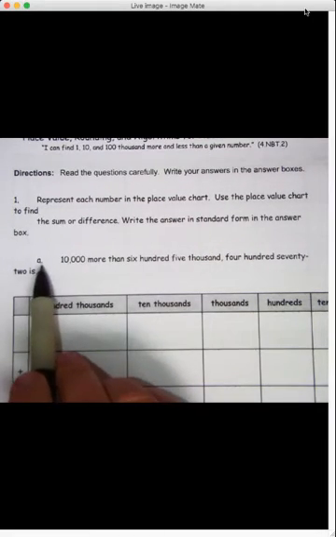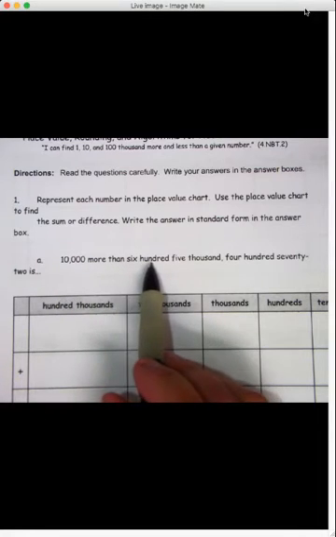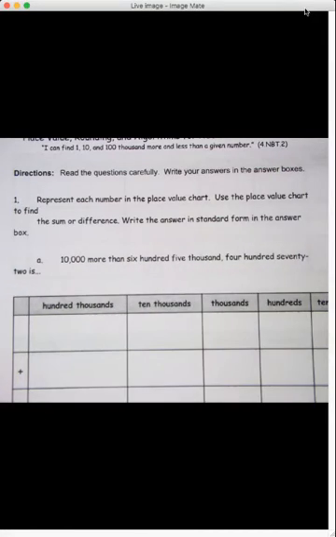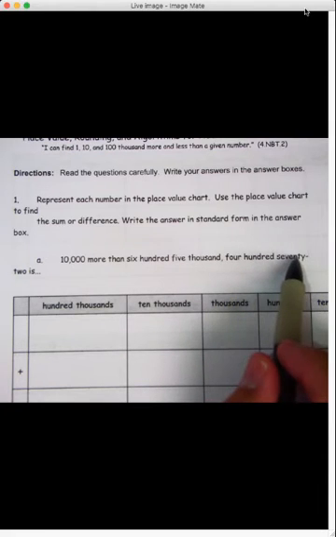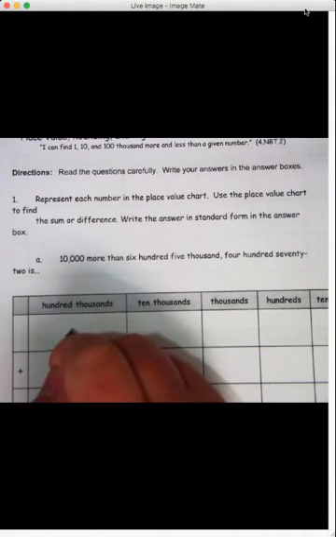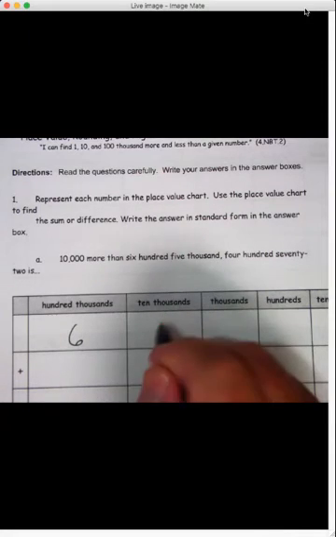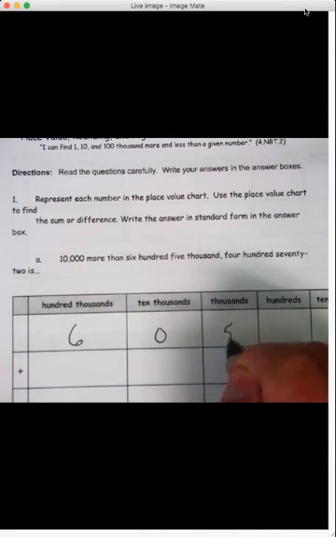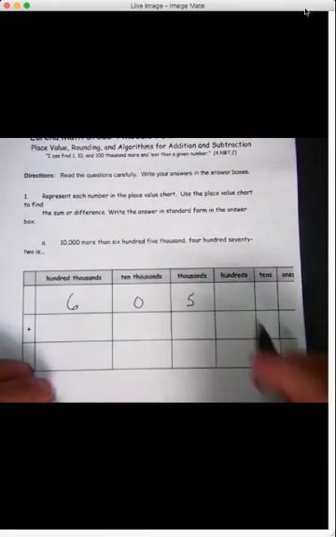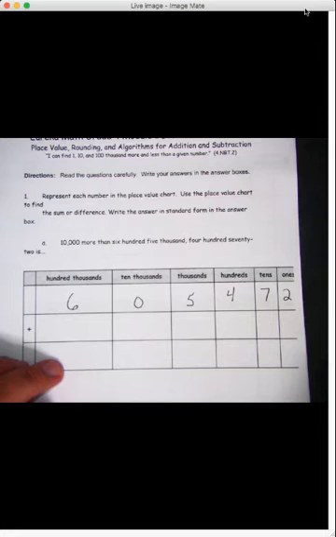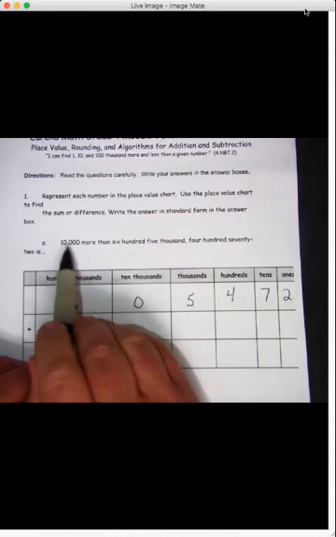So part A says we've got 10,000 more than 605,472. The first thing we have to make sure we do is write this number correctly. 605,472. So 600,000, we don't have any 10,000s, 5,000. Let me zoom out a little bit so you can see my whole problem here. 472. Okay, 605,472.